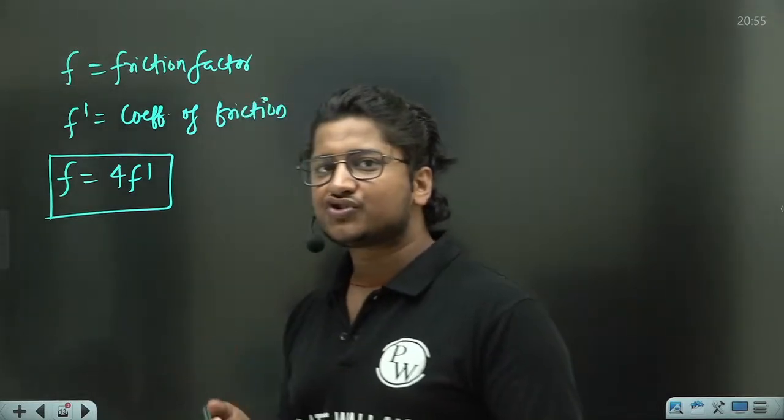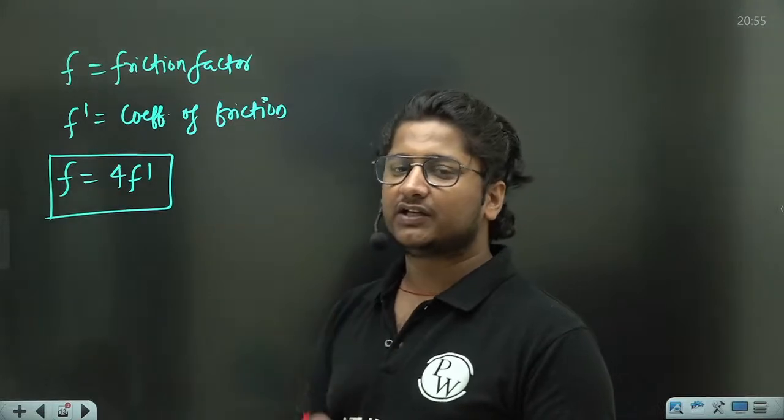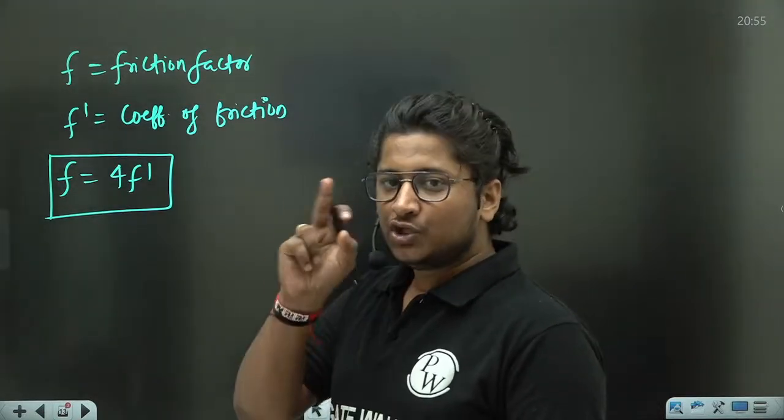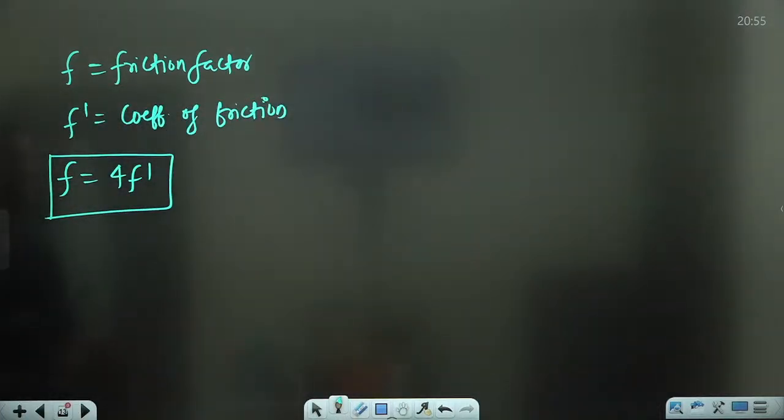So whenever in a question they have written friction factor, no need to multiply by 4. Directly you can use that as the friction factor. But if in the question it is written coefficient of friction, you need to multiply by 4. This is a small doubt which students generally have.